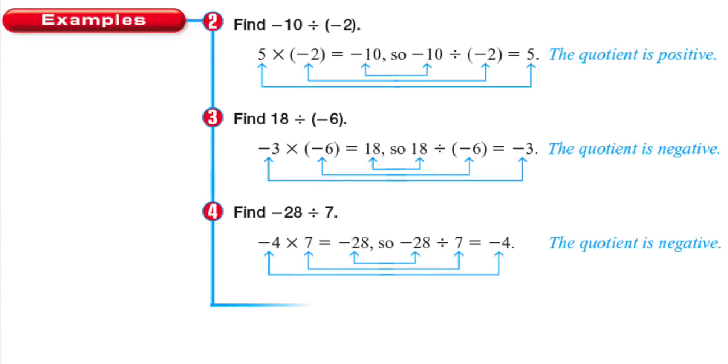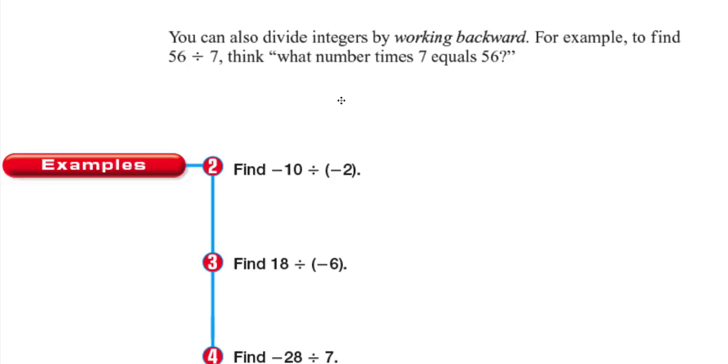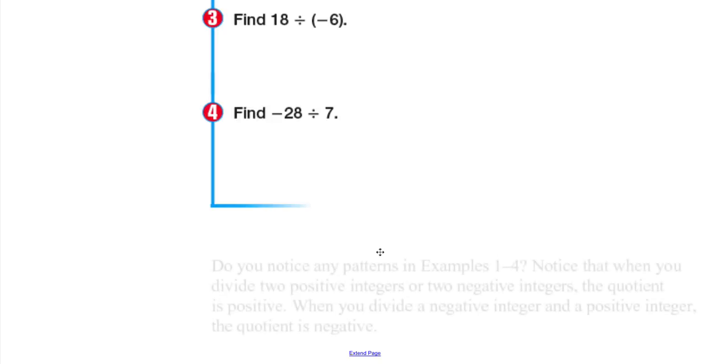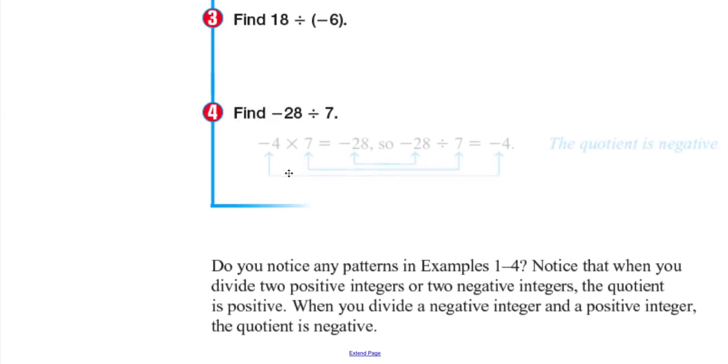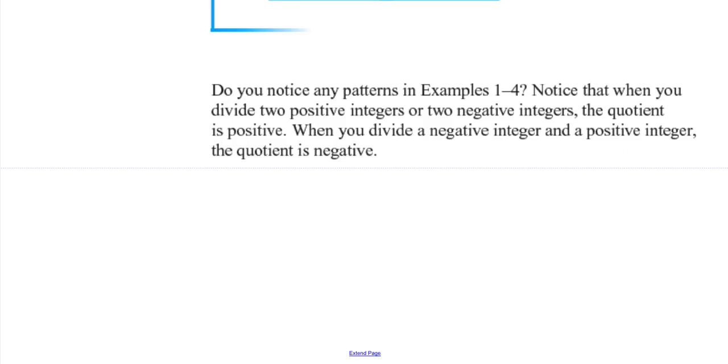Which brings us to a particular rule here. Did you notice any patterns in examples 1 to 4? Notice that when you divide 2 positive integers or 2 negative integers, the quotient is positive. When you divide a negative integer and a positive integer, the quotient is negative.